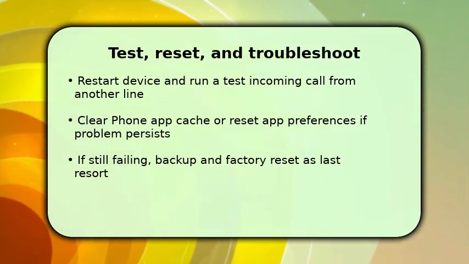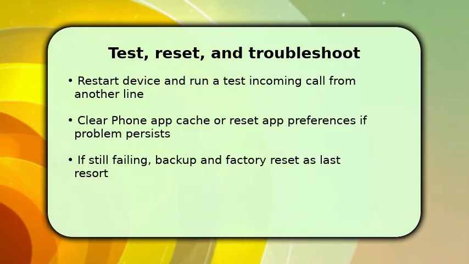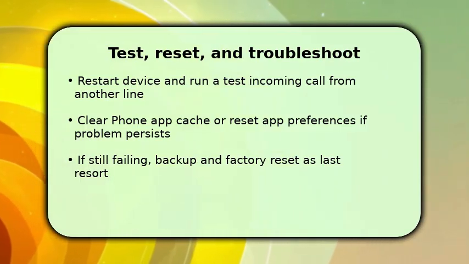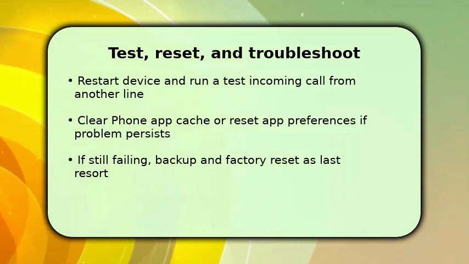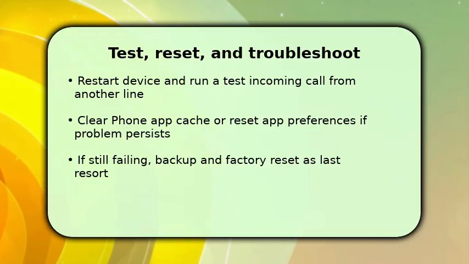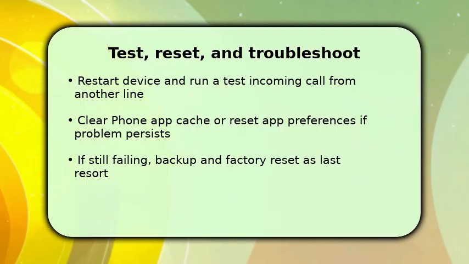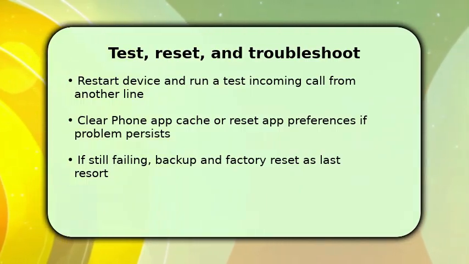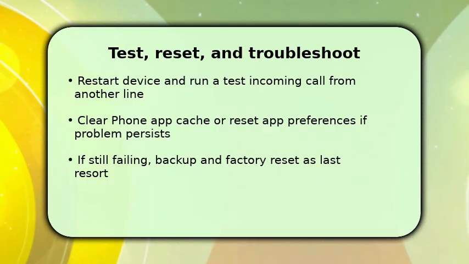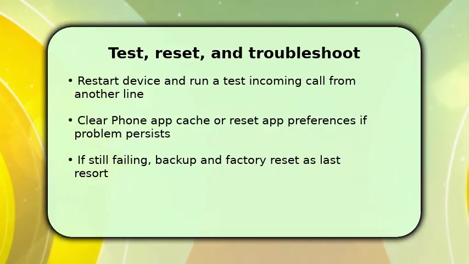If calls still don't display, clear the phone app cache and, if necessary, reset app preferences to restore default handlers. As a final step only, back up your data and perform a factory reset if the issue persists, because corrupted system settings can block call screens. If you hit roadblocks, try another SIM.